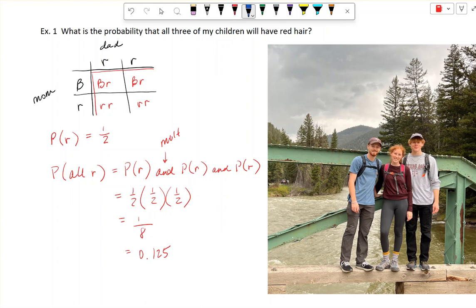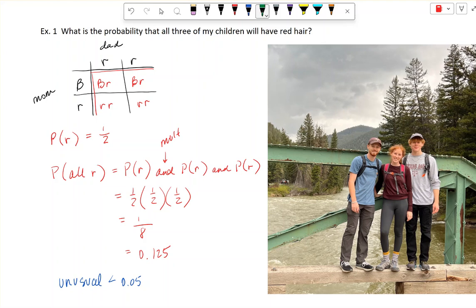So would this be unusual? Remember, for something to be unusual, we are going to follow the rule that it needs to happen less than 0.05 times. In other words, less than 5% of the time. It was a 12.5% chance for me to have redheaded children. So it's not considered unusual because 12.5 is greater than 5%. So while it's a small chance, it's not an unusual thing to have happen.